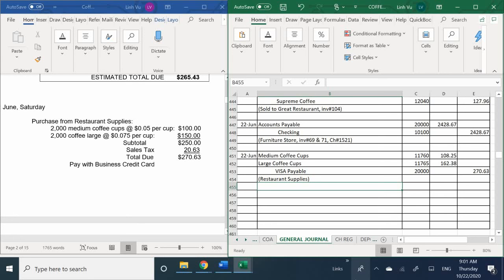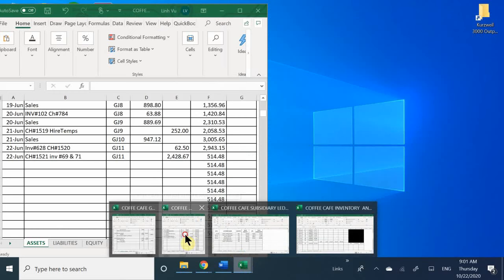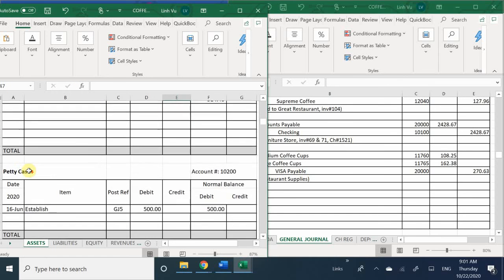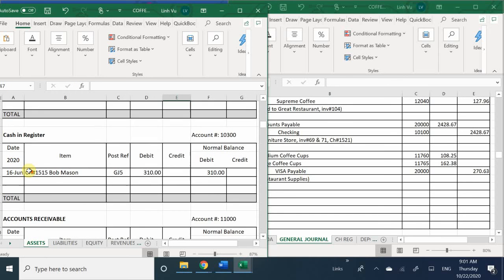Okay. Go to the ledger, and we were going to go to the assets tab and go to medium coffee cups. Good. Where is that under? It's under the assets tab. Good. Good.